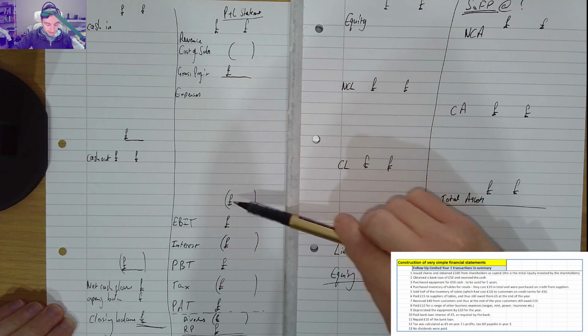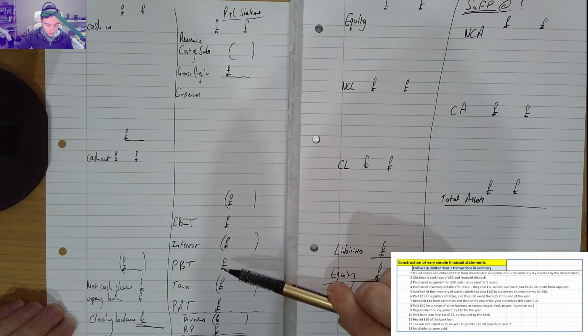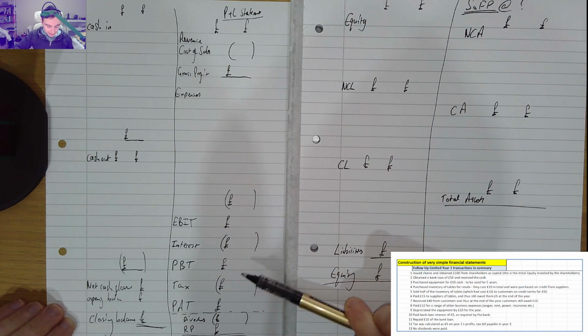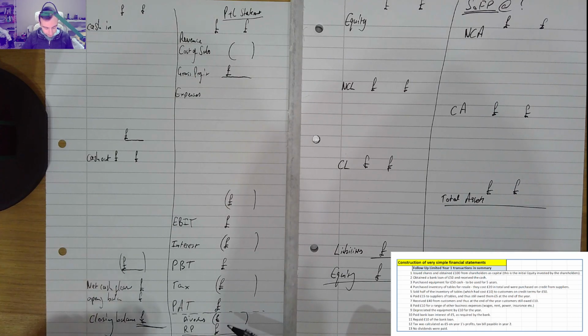Gross profit minus total expenses will give you the EBIT, earnings before interest and tax. Less interest gives you the profit before tax, PBT. Less tax gives you the PAT, profit after tax, or the profit for the year, operating profit as well. And then you can do less dividends, will give you the retained profits.